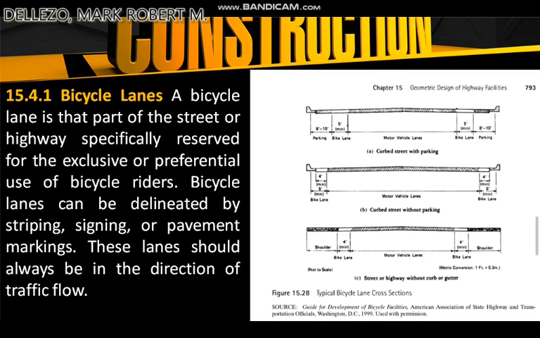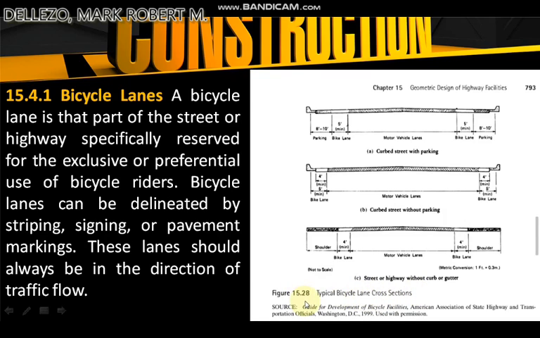Next, bicycle lane. A bicycle lane is that part of a street or highway usually reserved for the exclusive or preferential use of bicycle riders. A bicycle lane can be delineated by striping, signing, or pavement marking. This lane should always be in the direction of traffic flow. So this figure is for a typical bicycle lane cross section.